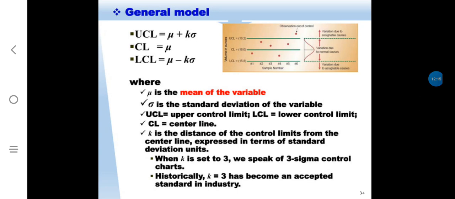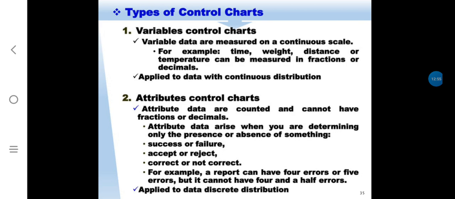Okay, this is the general model. Normally a control chart has the central line, upper control line and lower control line. CL is the central line, UCL is the upper control limit and LCL is the lower control limit. Here I also point out the meaning of these equations, these functions in the general model. And there are two types of control charts: variable control charts and attribute control charts.